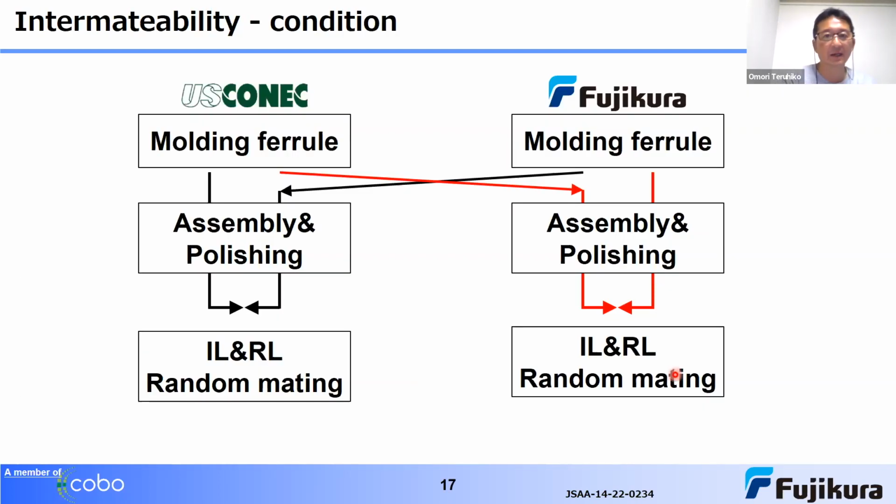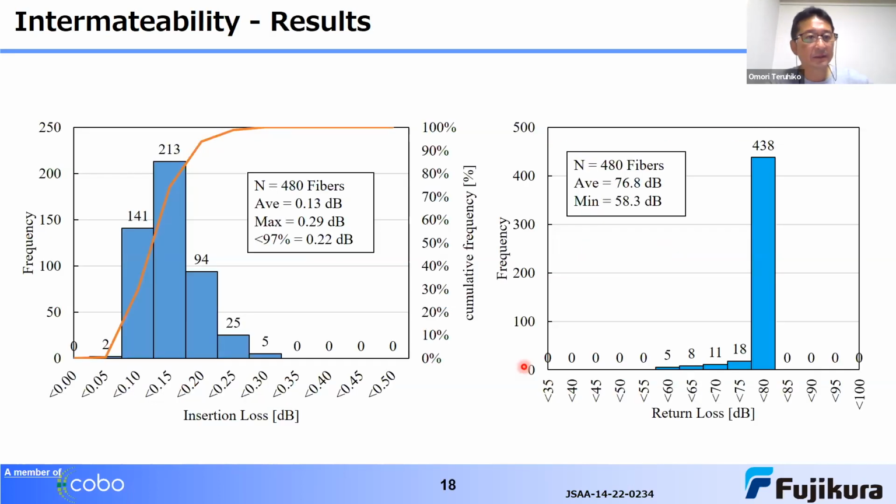Then also, from the view of intermateability, this is very important. We collaborate with US Conec, and both companies mold the ferrules and exchange the ferrules, and both companies assemble and polish the connector, then measure the insertion loss and return loss for random mating.